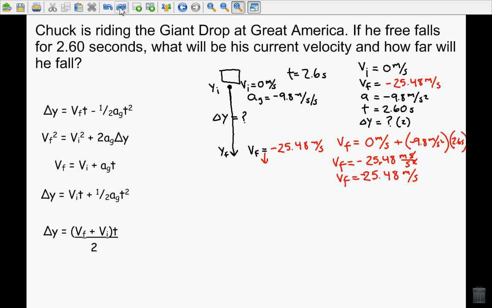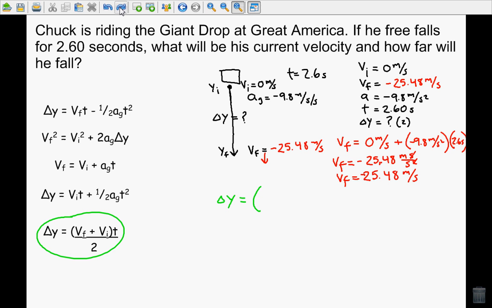What I'm going to do is choose the easiest of the 4 equations that I could use, but what I'm going to challenge you with is if you use the other 3 equations that have delta y in them, you're going to find that you get the same exact answer. So no matter what equation I use from this point on, I would get the same answer. So I'm just going to use the easiest looking equation, which is this one.